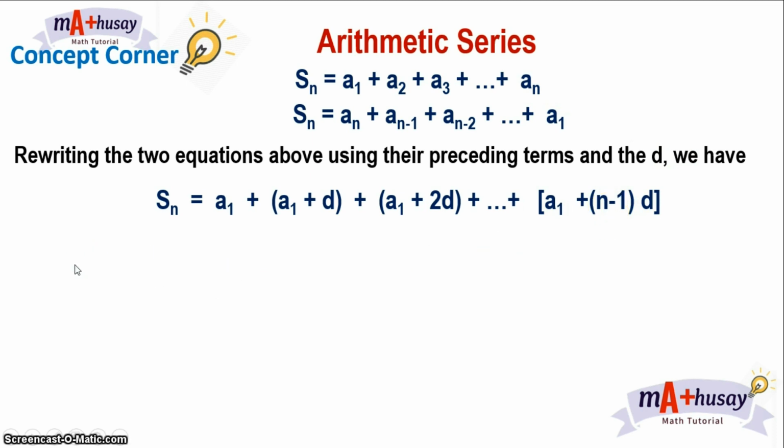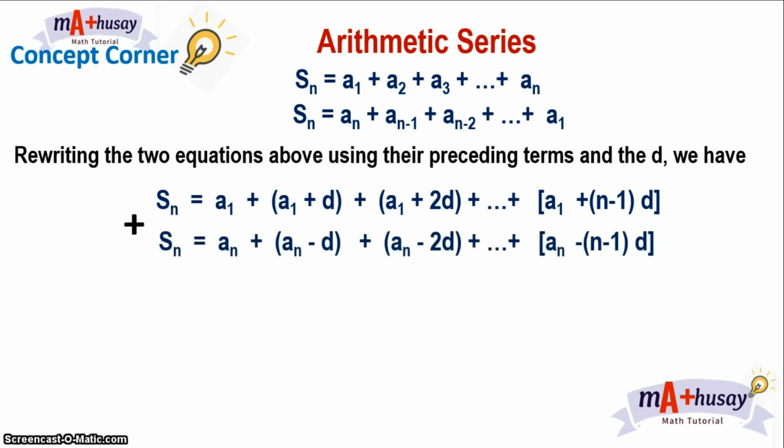Now, the other equation is s sub n equals a sub n, that's the reverse order of the sum of the sequence. So, a sub n plus the quantity of a sub n minus d, meaning that's the second to the last term, plus a sub n minus 2d, that's the third to the last term, plus up to a sub 1, which is a sub n minus the quantity of n minus 1 times d, which is the first term.